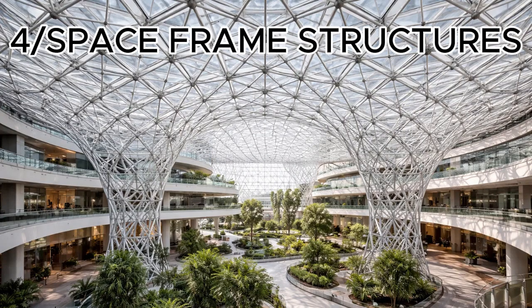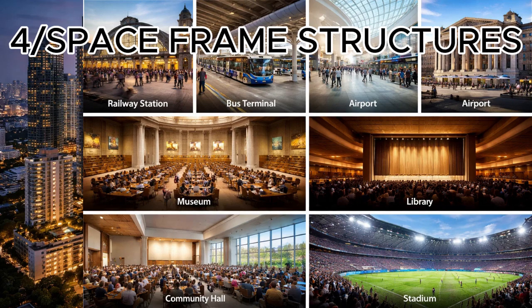Finally, let's discuss space frame structures. A space frame structure is a three-dimensional truss system. Unlike ordinary trusses, which are usually two-dimensional, space frames extend in all directions. Space frame structures consist of interconnected struts arranged in a geometric pattern. This allows the structure to distribute loads in multiple directions, making it extremely strong and stable. These structures are ideal for covering very large column-free spaces.